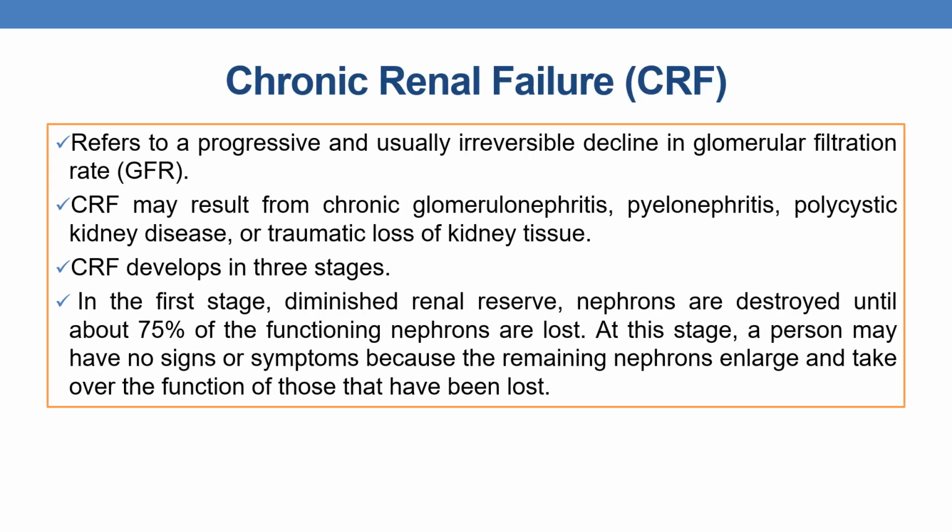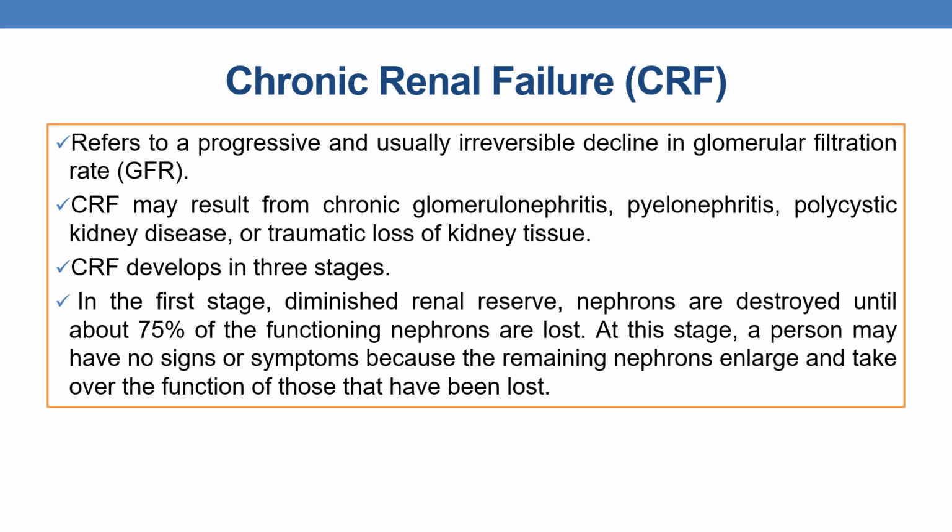Now coming to chronic renal failure. It refers to a progressive and usually irreversible decline in glomerular filtration rate. The chronic renal failure may result from chronic glomerulonephritis, pyelonephritis, polycystic kidney disease, or traumatic loss of kidney tissue. And the chronic renal failure develops in 3 stages. This is, we are talking about clinical point of view, but from medical coding point of view, there are total 6 stages.